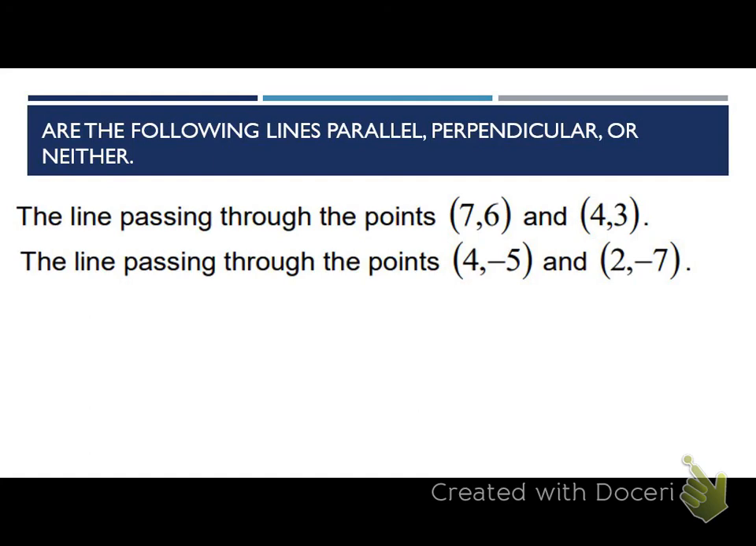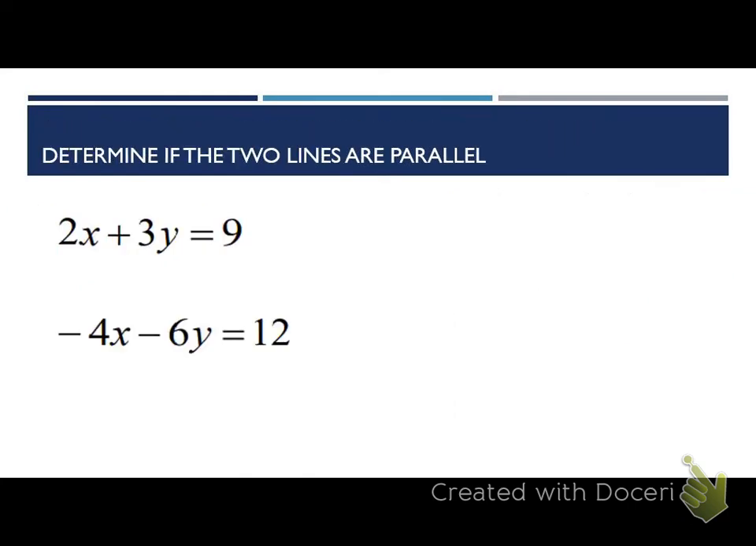Not quite. Good. All right, so the first one you should have gotten 3/3, which is what? 1. So that's your first slope. The second one you got 2/2, but the slope is 1. So if they're the same, which of these are they? Parallel, perpendicular, or neither? Parallel.